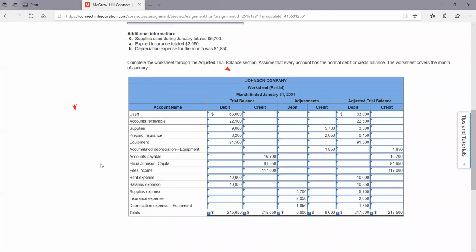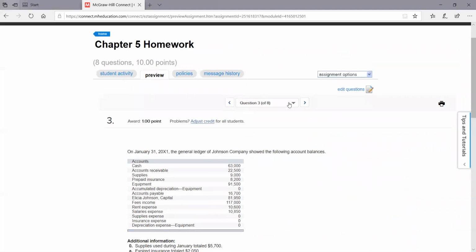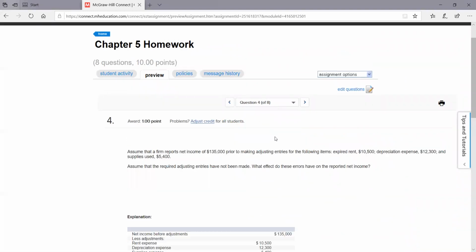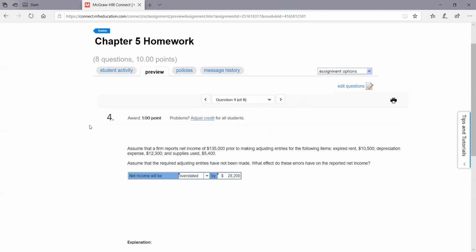So this is the first time I've had you do a worksheet. So study it. There'll be a couple more problems later on where they want you just to enter the amounts in a worksheet. All right, that's number 3. Let's check out number 4.